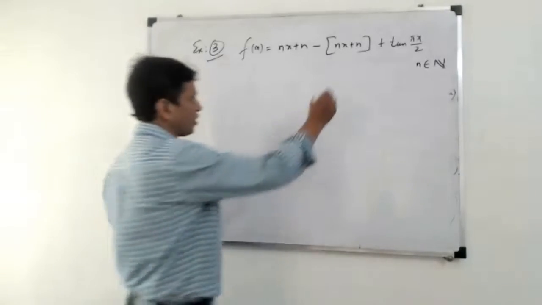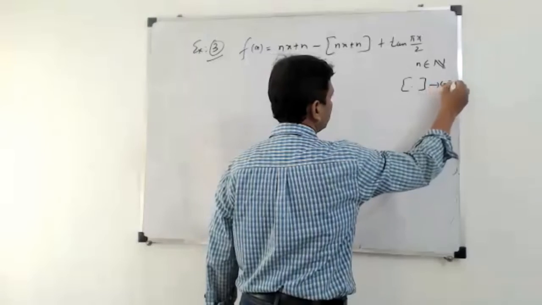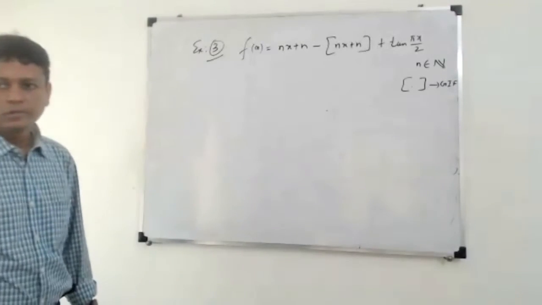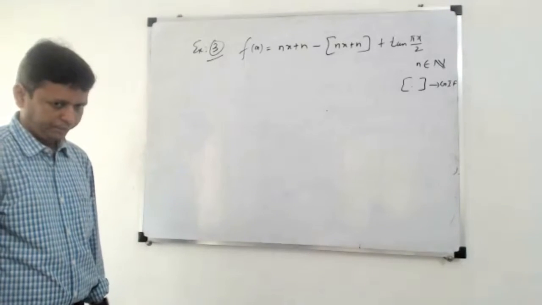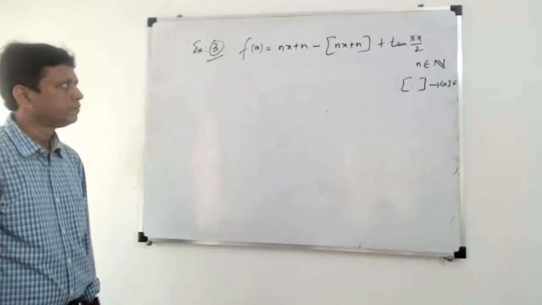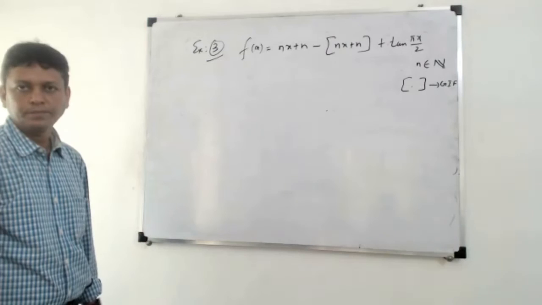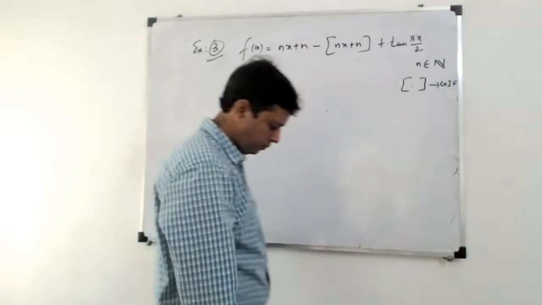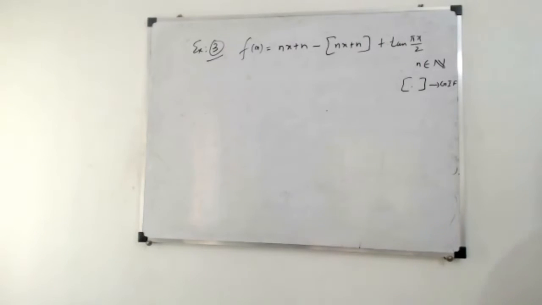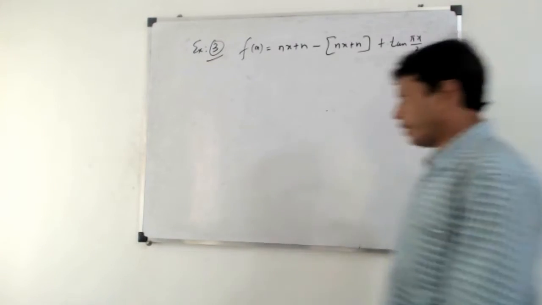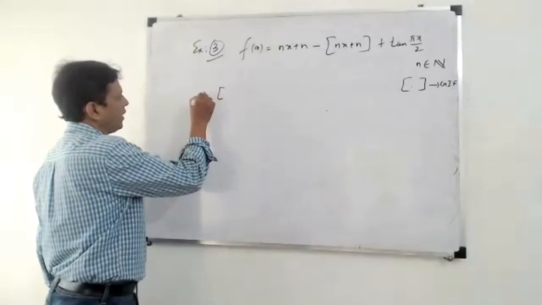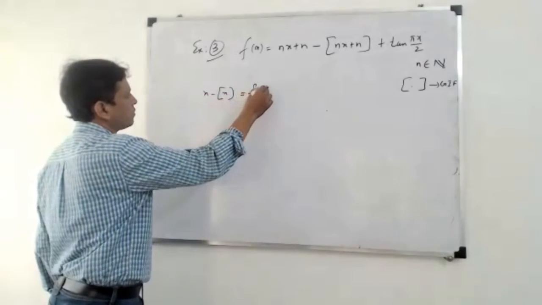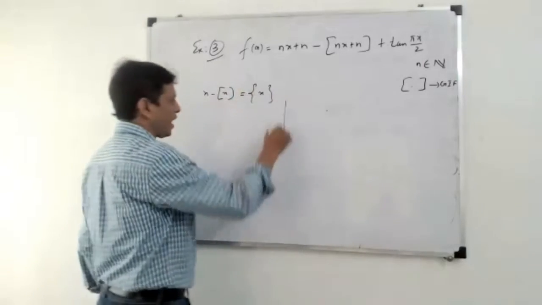Greatest integer function. So that's tan pi x by 2. Pi x by 2. Okay. X minus box x. What is it? What is the diagram for fractional part of x?